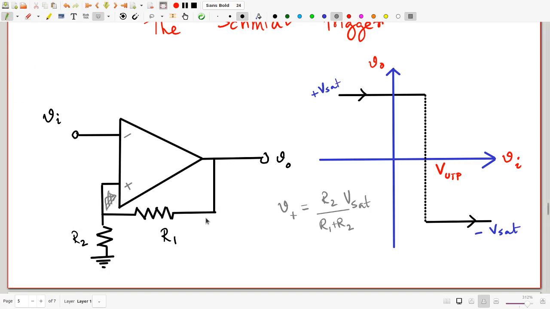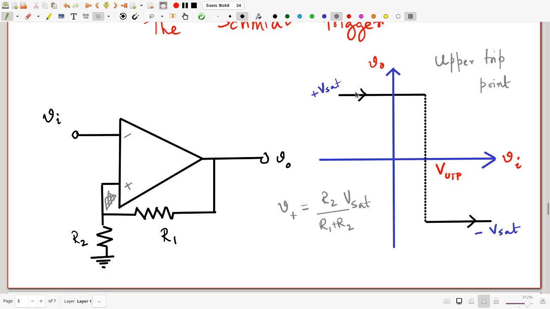What that means is whatever current flows through R1 is the same as the current which flows through R2, and that is exactly what you need to have a series circuit. So V plus is at this value, which we call VUTP. UTP stands for upper trip point. There is a voltage at which the output trips. This is the value of the input voltage at which the output trips from plus Vsat to minus Vsat. Why is this called the upper trip point, and how is this different from a comparator? That will be clear very soon.